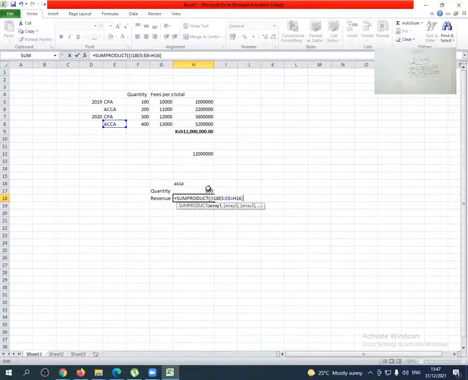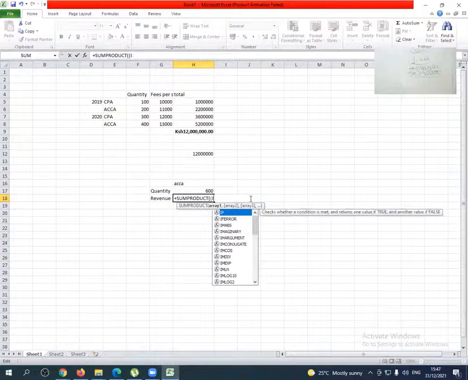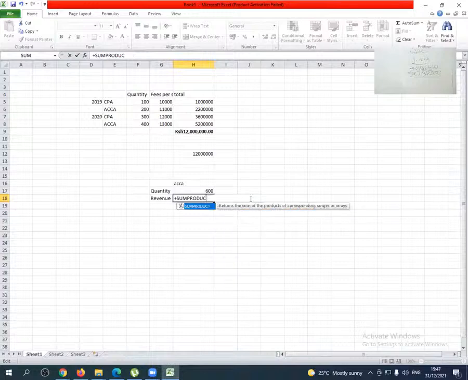I18. This is supposed to be H. Let me see. I have to start afresh here. This formula, I have to start afresh. So equals sum product. Okay, tab. So we will come and pick array 1. It is the courses here.